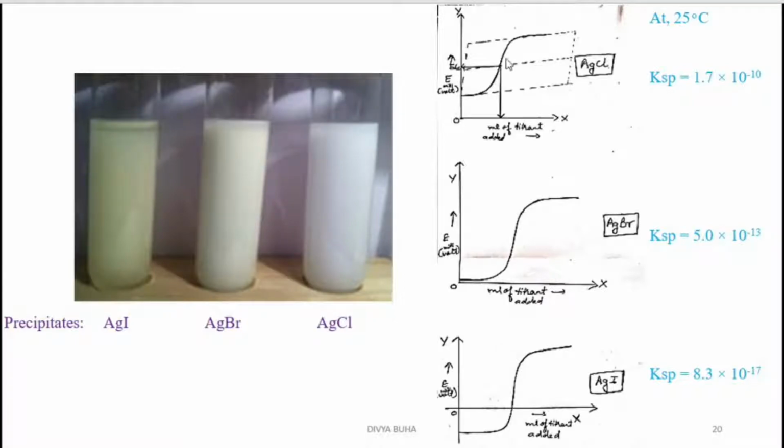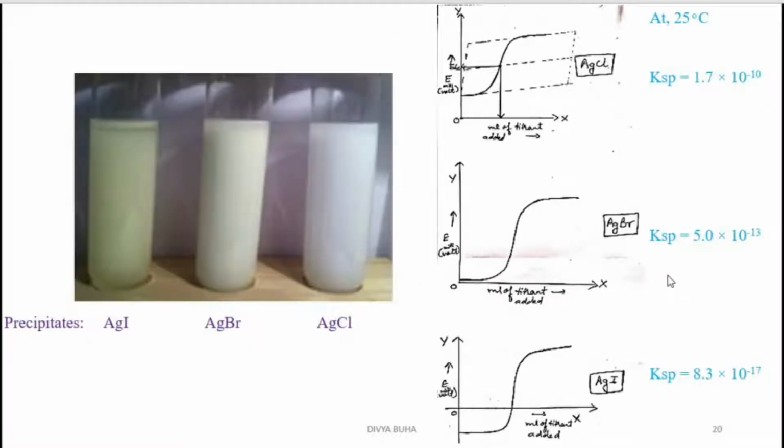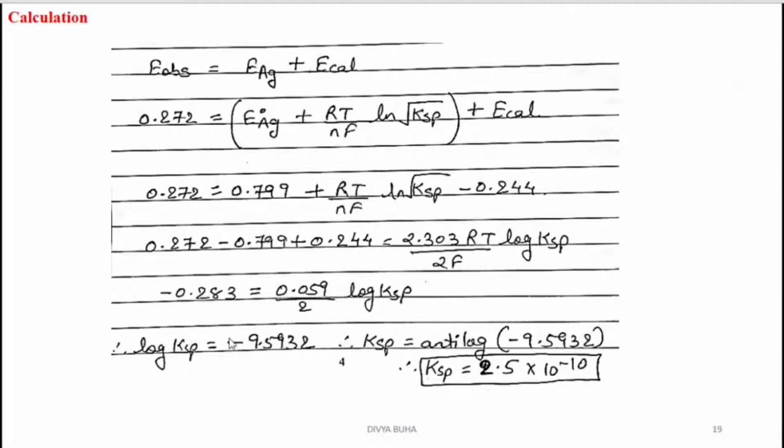So for this graph here, the equivalence point would be obtained. For this graph, the equivalence point would be here, and for this graph, the equivalence point would be here. In the same manner, you can find out the E observed value by drawing the graph. The method which I have shown over here, the same method you could apply for all of these three, and you can obtain the E observed, and then you need to put it in this equation and find out the KSP.